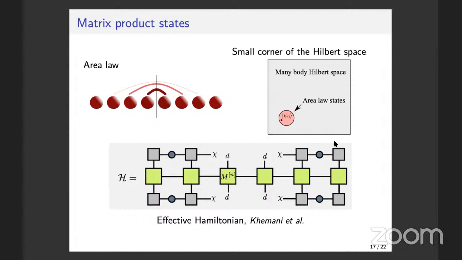I have a simple question. Did you look at quasi-periodic systems? The example you gave here has two random fields. Do you expect any changes if you look at quasi-periodic systems?